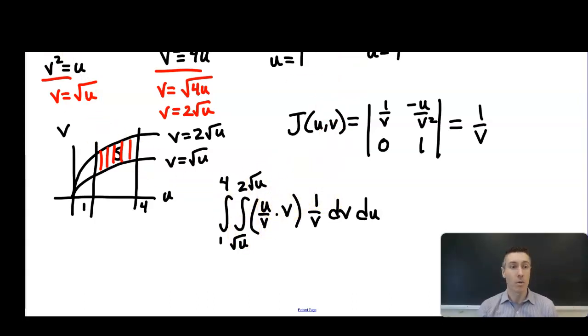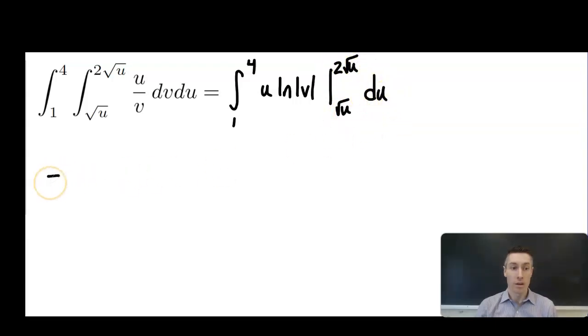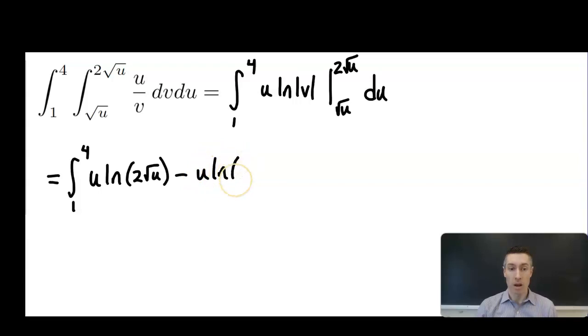Let's actually integrate this one because there is something that happens that I want to take a look at. So integrating with respect to v here, we have the integral from 1 to 4 of u times the natural log of v, evaluated from the square root of u to 2 square root of u du. So this is equal to the integral from 1 to 4 of u natural log of 2 square root of u minus u times natural log of the square root of u du.